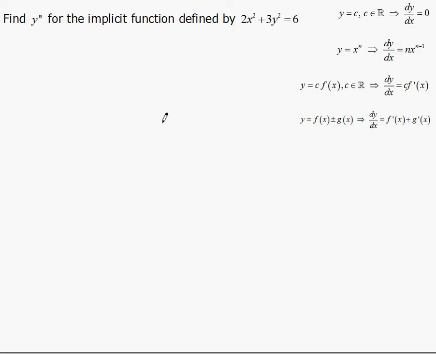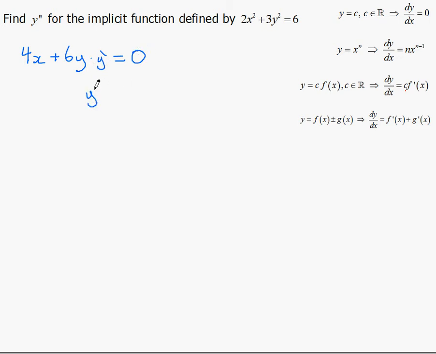In this example, we're asked to find the second derivative, or y double prime, for the implicit function here. So we'll find the first derivative. The derivative of this is 4x plus 6y times y prime. Remember, this is a chain rule. 6y, 2 minus 1 is 1. So that's why it's 6y, times the derivative of the part that didn't change. In this case, it's the derivative of y, which is y prime. That equals 0.